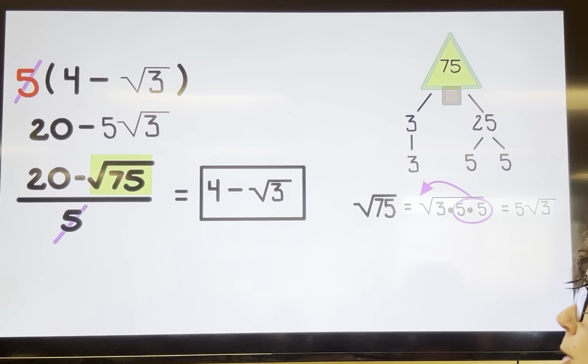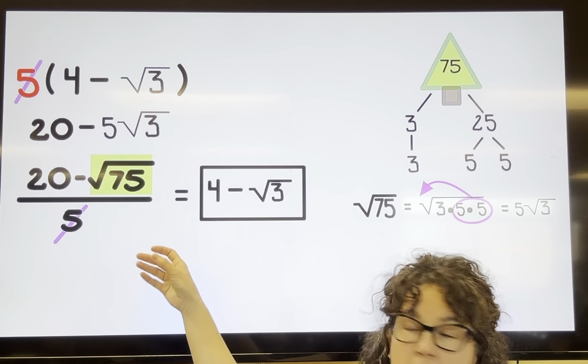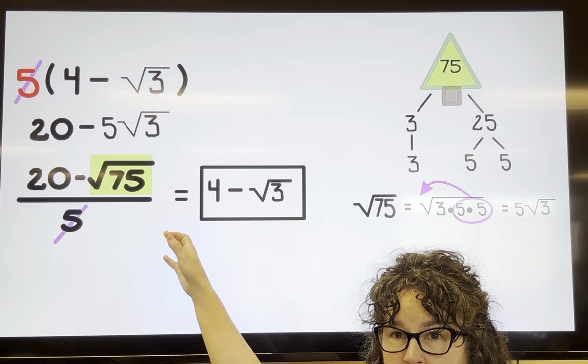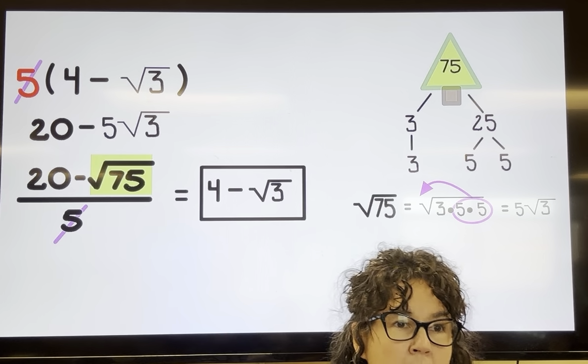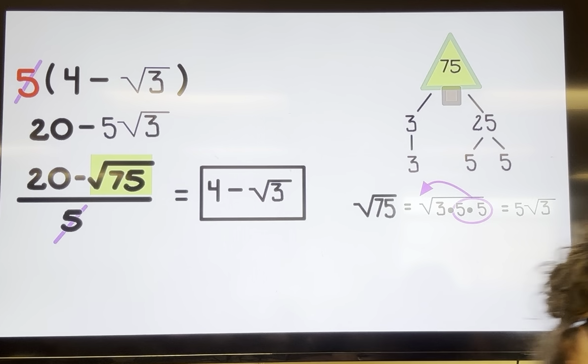So make sure you have simplified any root that's in the fraction. Then after you've simplified the roots, look for what's in common. Factor that out so that you can cancel with the denominator.